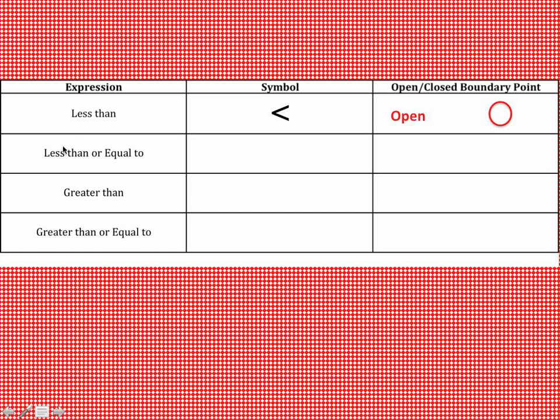The next one would be less than or equal to. So a number can be less than or equal to another number. The symbol looks very similar to this, except when you have an equal to, I have to satisfy that also. Less than or equal to, I put one of the lines of an equal sign underneath it. Anytime I have an equal to, I'm going to get a closed boundary point, a closed circle, which would look something like that on my number line.